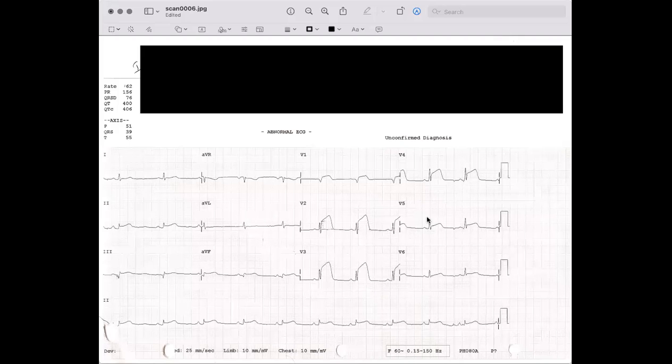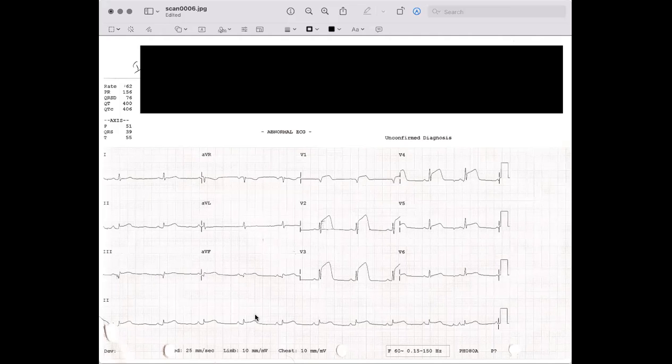Next, I will check the rhythm. You look at the rhythm. In the rhythm, you want to make sure it's sinus or not sinus. To make sure it's sinus, you want a P wave before QRS. So a P wave before each QRS. Is it there or not? Yes, it's there.